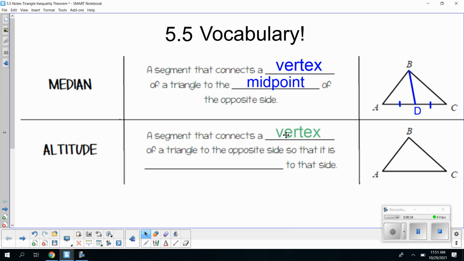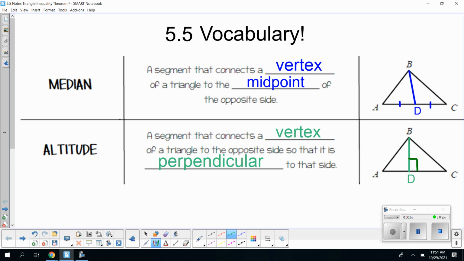Taking a look at the altitude, it is a segment that connects a vertex of a triangle to the opposite side so that it is perpendicular to that side. So if we take a look at our triangle example here, we have the segment BD that is perpendicular to the segment AC. That is the altitude of that triangle.